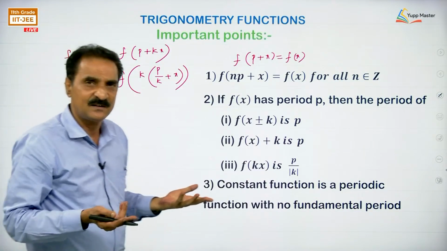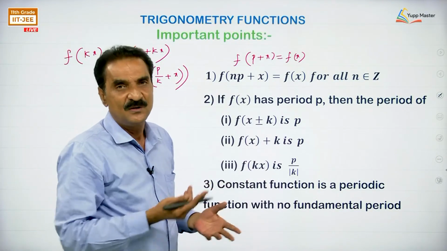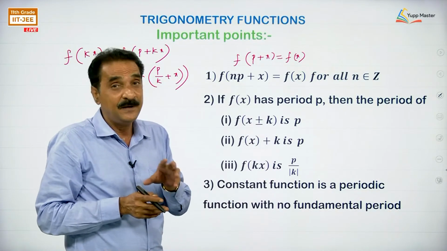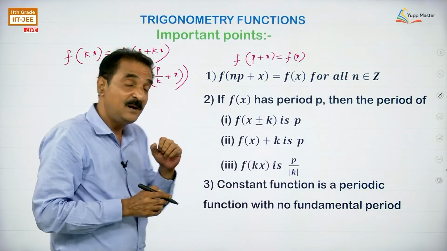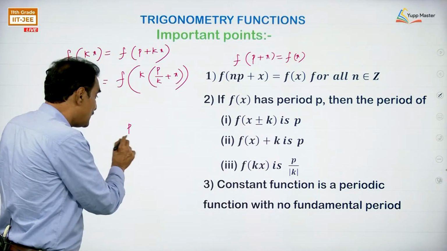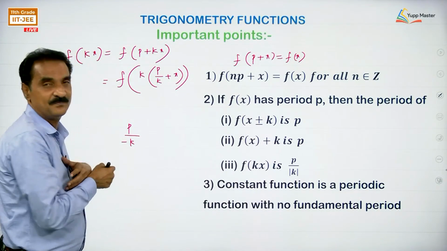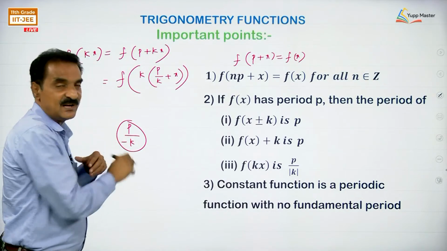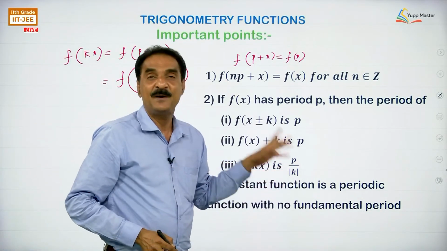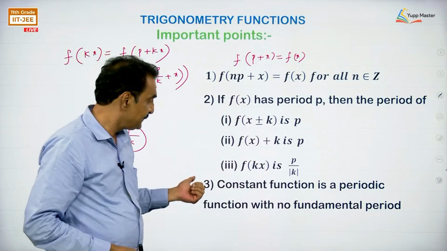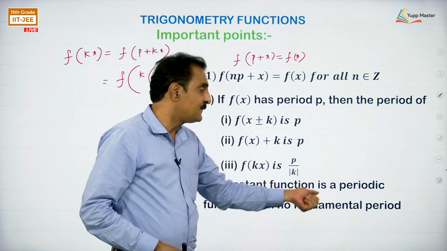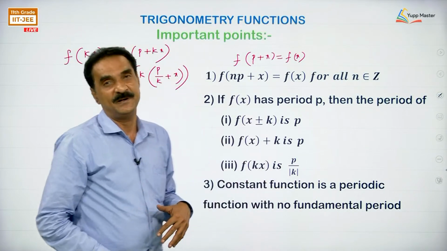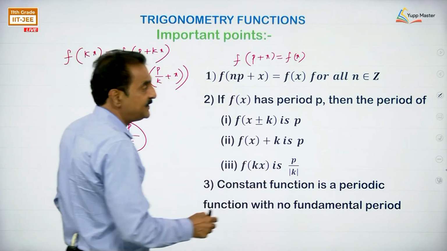Similarly, take the other case, when k is negative, you are going to get the period as p by minus k. Period can never be negative. P by minus k, when k is negative, p by minus k is positive. Okay. So, considering both the cases, we write the formula as p by mod k. Next, a constant function is a periodic function with no fundamental period. This is very important point.